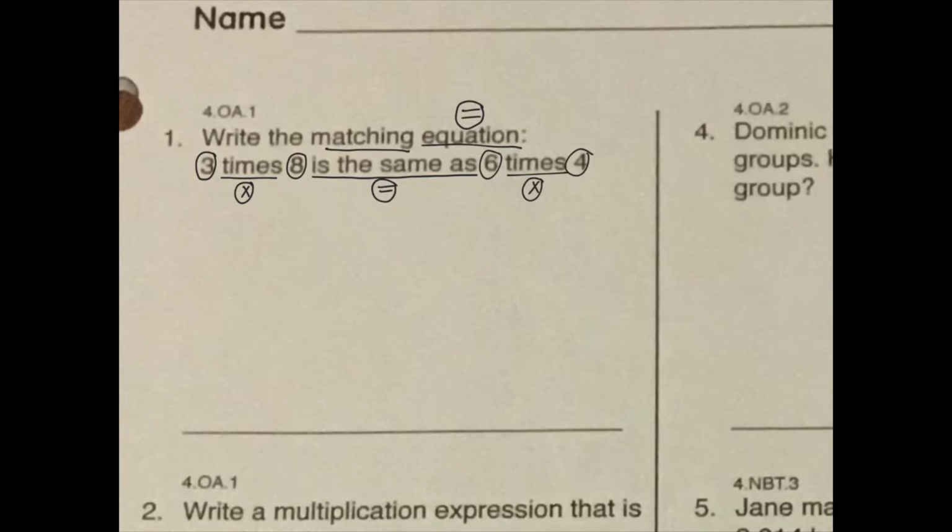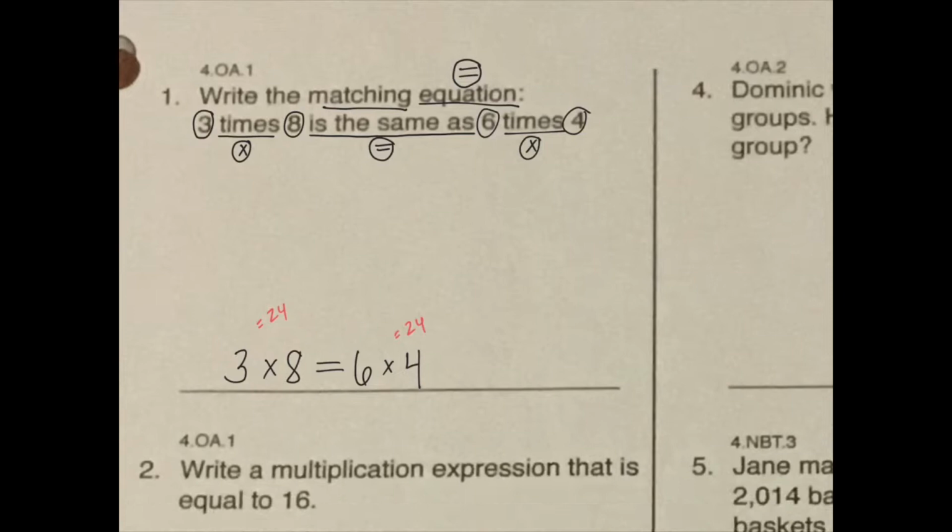So I can see that it starts with the number 3. So on the line I'm going to write 3. Then times is multiplication. 8 is the same as means equals. Then 6 times 4. So this looks a little different. It's actually a number sentence, and then an equal sign, and then another number sentence. This works because we know 3 times 8 equals 24, and 6 times 4 also equals 24. So they're equal. All right, let's try number 2.